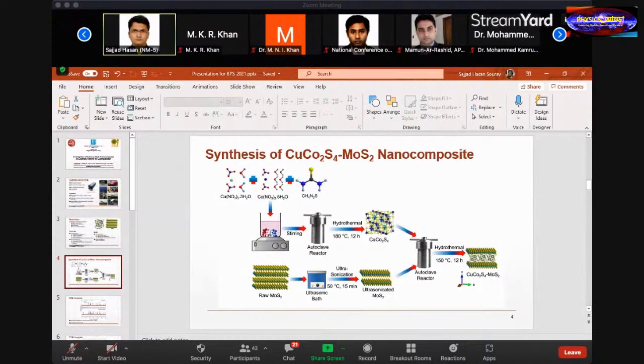Actually, the interlayer spacing of MoS2 before sonication was 0.17 nanometer, and after sonication we found it at 0.21 nanometer.